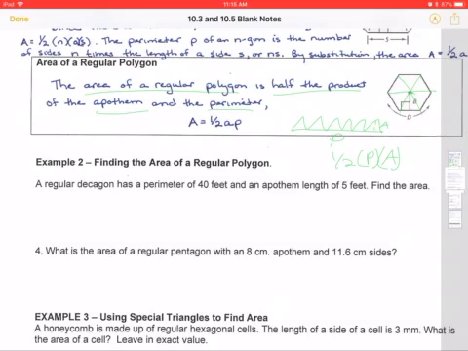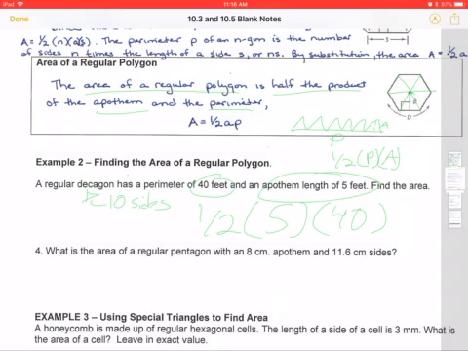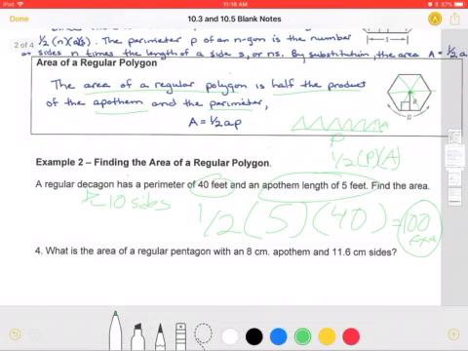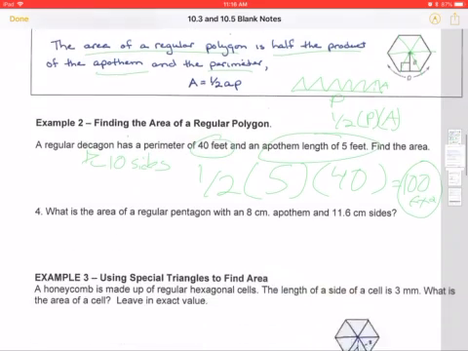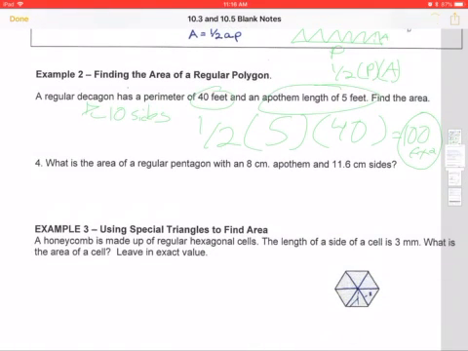We'll do a few of these examples. Regular decagon, so 10 sides, has a perimeter of 40 feet and an apothem length of 5. I'm not going to draw this out. I'm really just curious about what this area is going to be. So I have 1/2. Apothem is 5. Perimeter is 40. So this is going to give us 100 feet squared. Simple enough. What's the area of a pentagon?